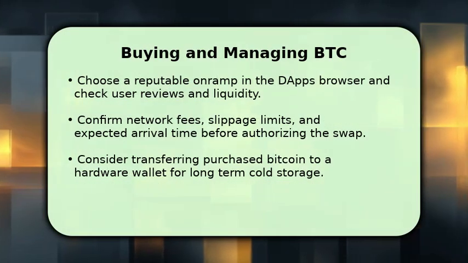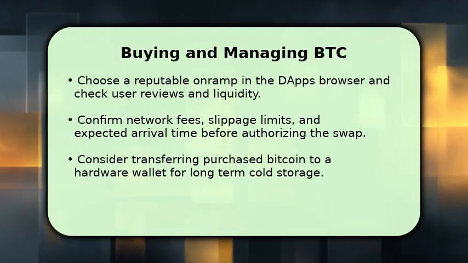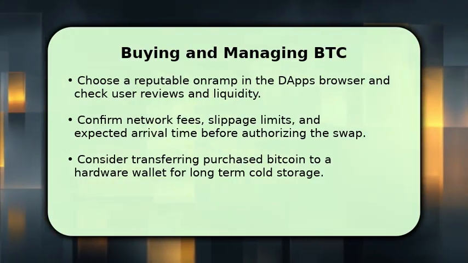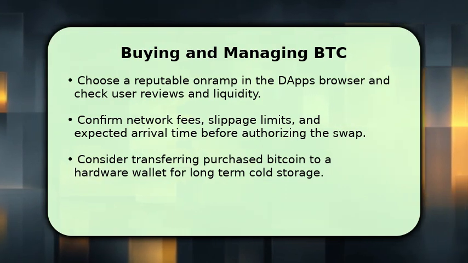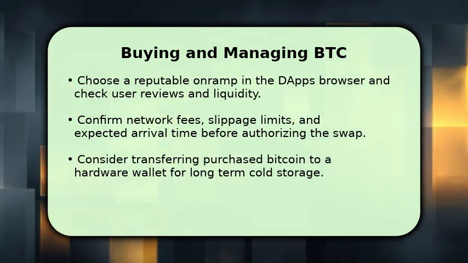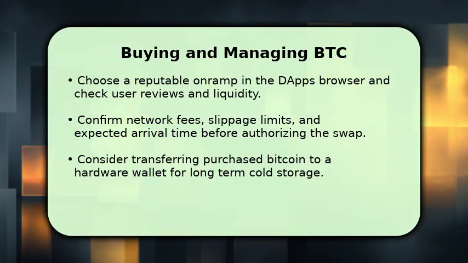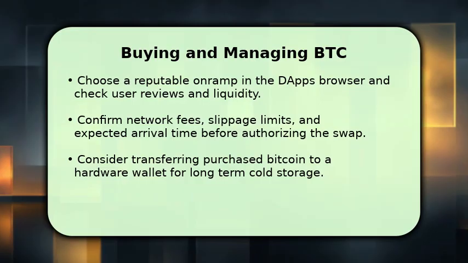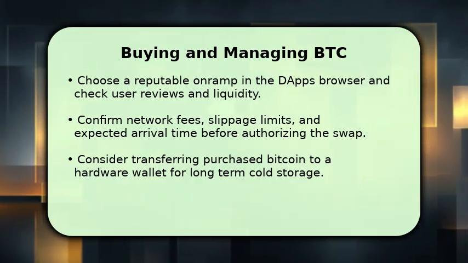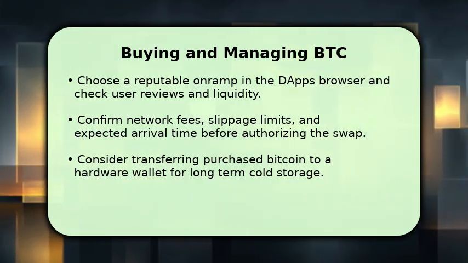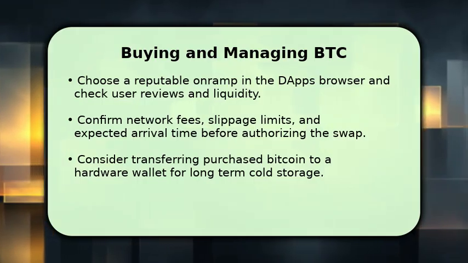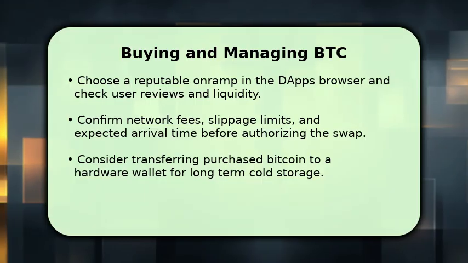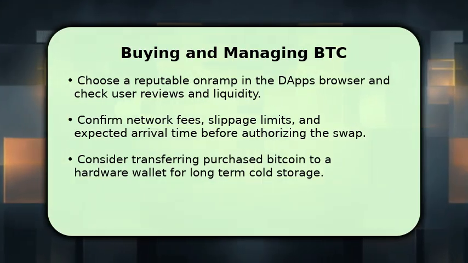Open the dApps browser or use a trusted swap service inside Trust Wallet to select an on-ramp with good liquidity and reviews. Set conservative slippage limits and confirm network fees to avoid surprises, then review the destination address and timing before approving the transaction. After buying, consider moving significant BTC to a hardware wallet for cold storage and label transactions for your records. Regularly review security settings and update recovery practices to keep your funds safe.